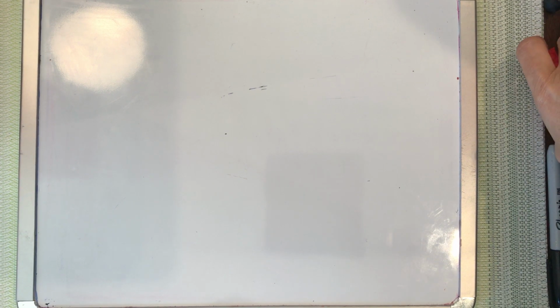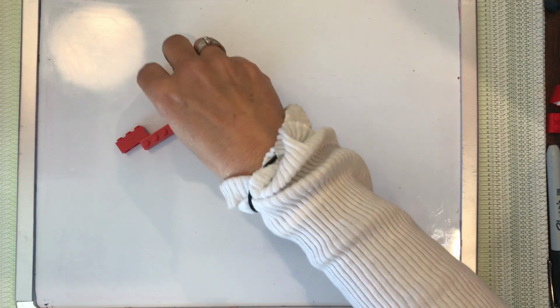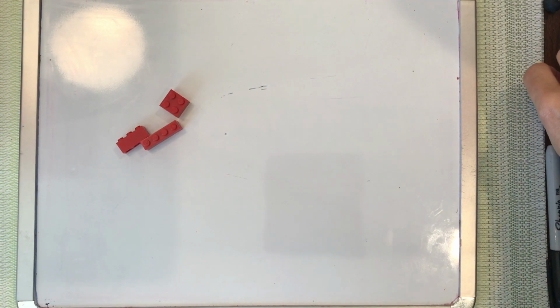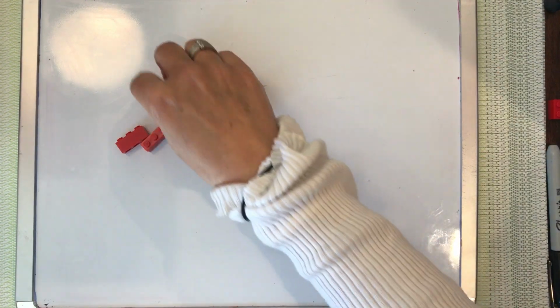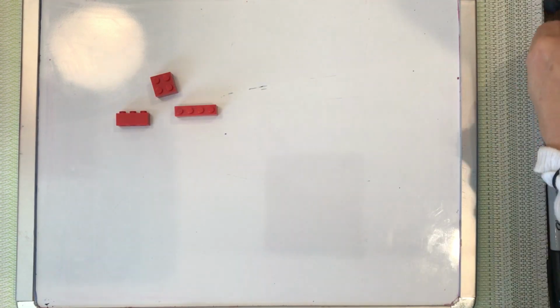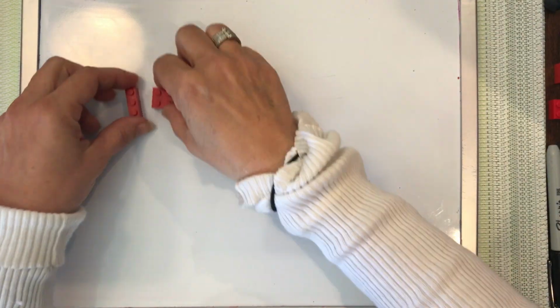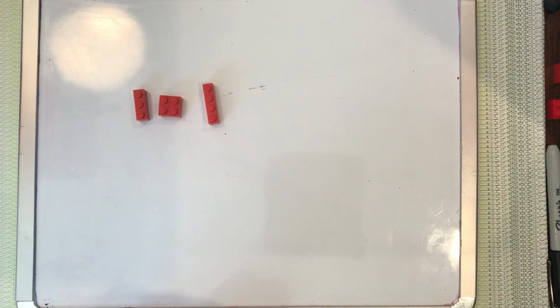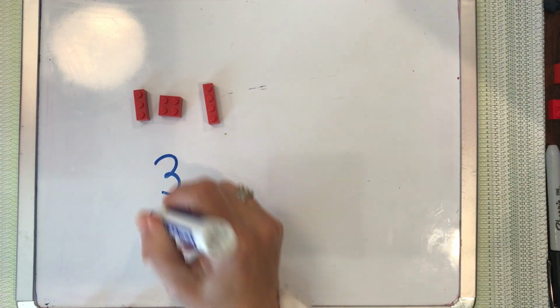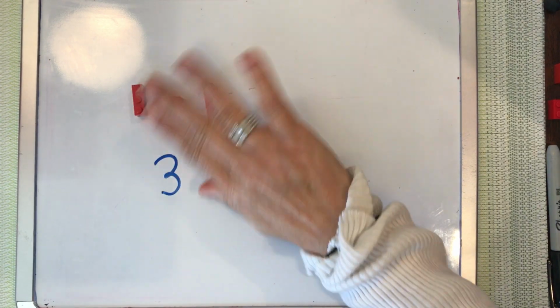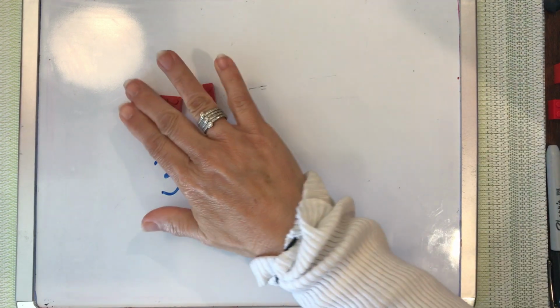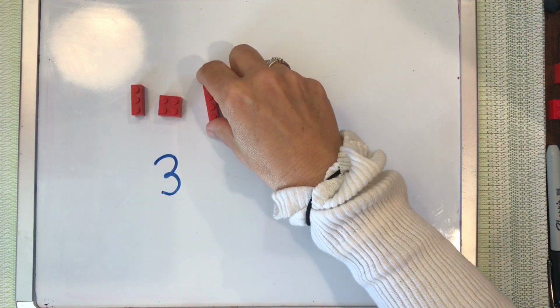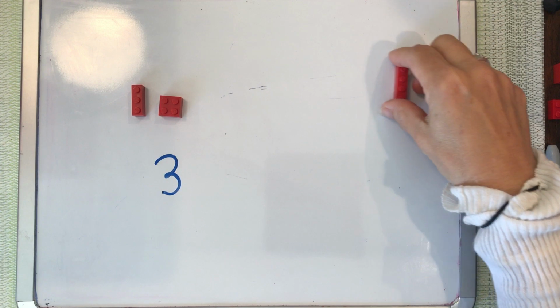I'm going to pull out some Legos because I have Legos from when my kids were little. So why don't we just start with 3 Legos. So let's say I have 3 Legos, right? 3. And I take 1 away. So let's say I take this one away.